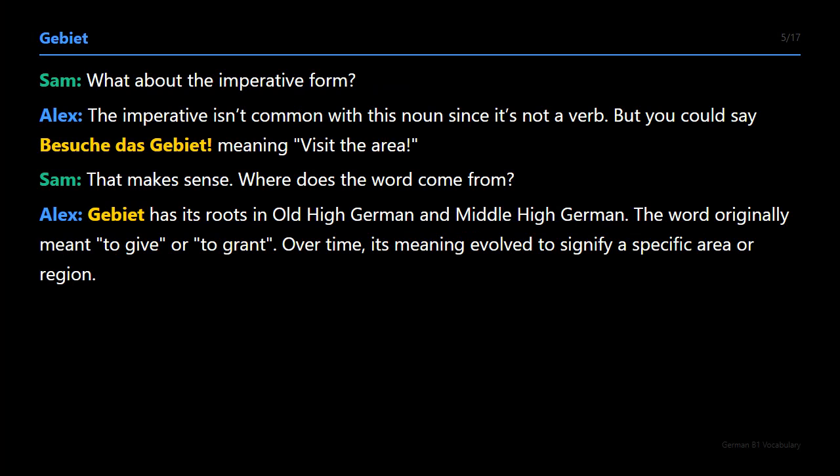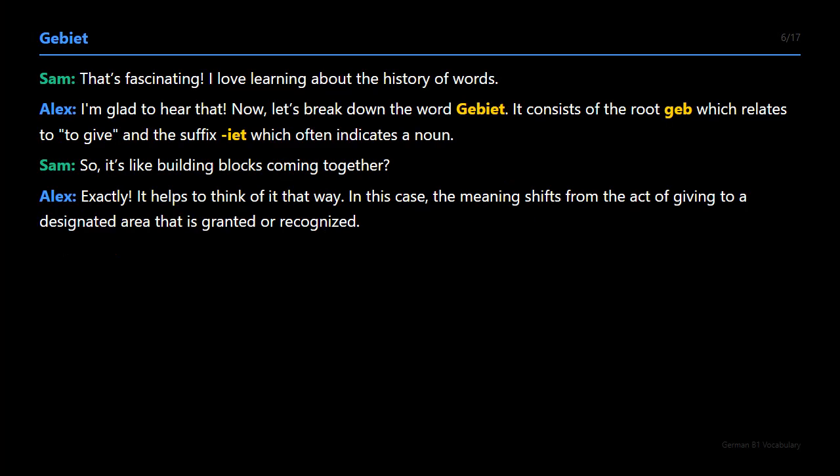Gebiet has its roots in Old High German and Middle High German. The word originally meant to give or to grant. Over time, its meaning evolved to signify a specific area or region. That's fascinating. I love learning about the history of words. I'm glad to hear that.